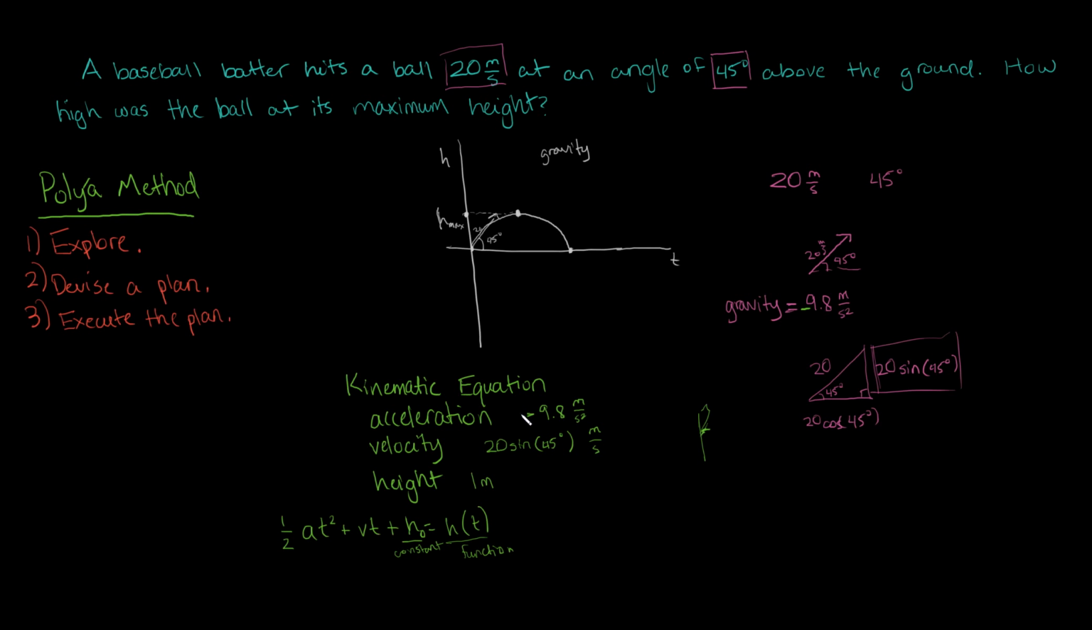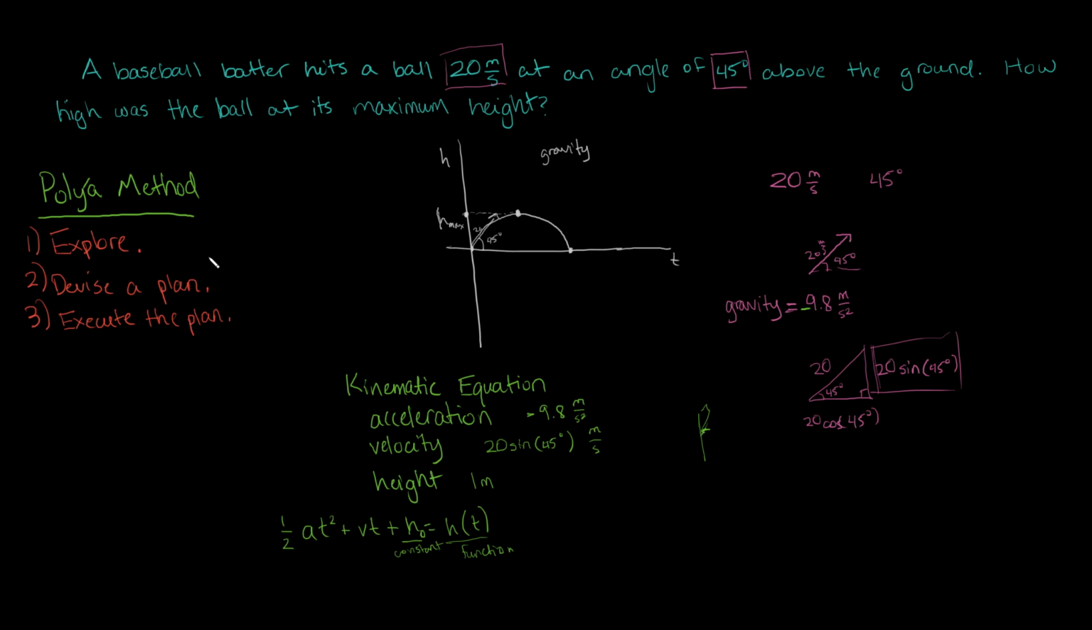In the previous video, we talked about the baseball batter problem, which says a baseball batter hits a ball 20 meters per second at an angle of 45 degrees above the ground. This looks like this graph. It's going to be a parabola. Gravity will be pulling it down. And the question asks, how high was the ball at its maximum height?